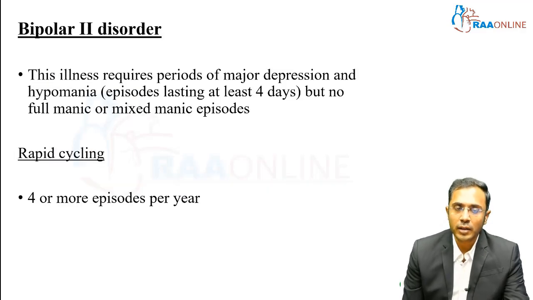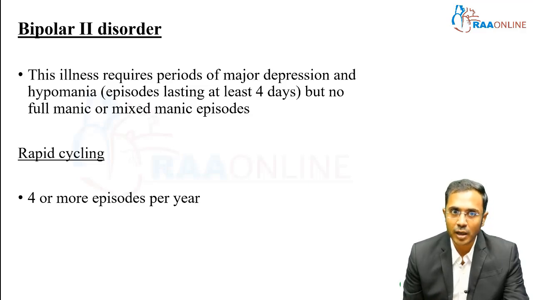Bipolar 2 disorder: unlike bipolar 1 disorder, which requires only a manic episode and does not require depression for diagnosis, bipolar 2 disorder requires at least one major depressive episode and a hypomanic episode that lasts at least 4 days. There should not be any full manic episode or mixed affective state. If it is present, it will become bipolar 1. So when a manic episode or mixed affective state is not there, it requires at least one depressive episode and one hypomanic episode for the diagnosis of bipolar 2.